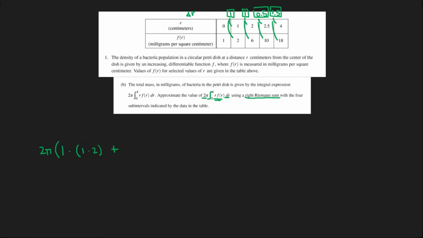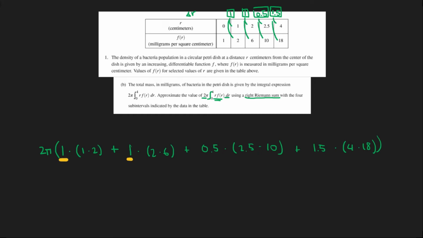So for our second one, we have 1 times 2 times 6. Then our third one is going to be 0.5 times 2.5 times 10. Then our final term is going to be 1.5 times 4 times 18. So let me go back and label some of these just to make it more clear.